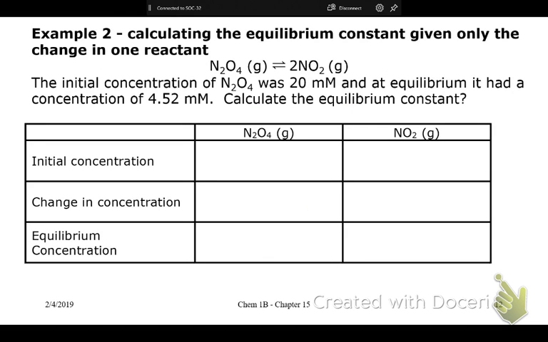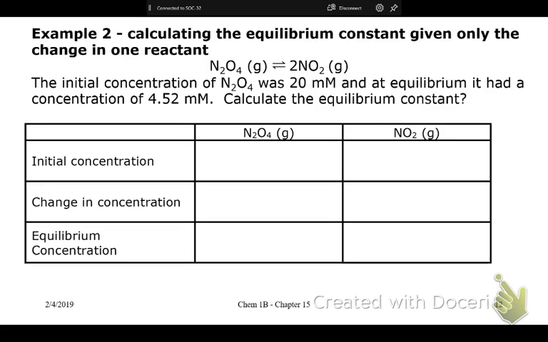Example 2, right? The initial concentration of N2O4 was 20 millimolar. Okay. And at equilibrium, it had a concentration of 4.52 millimolar. Calculate the equilibrium constant. So this is what we're going to do.